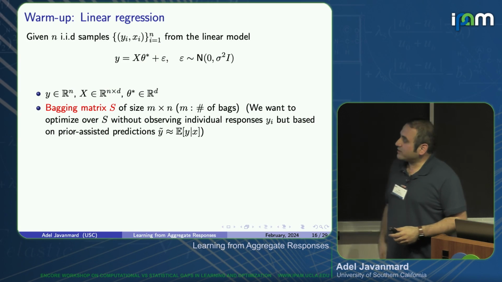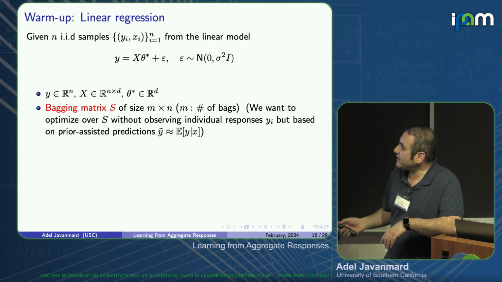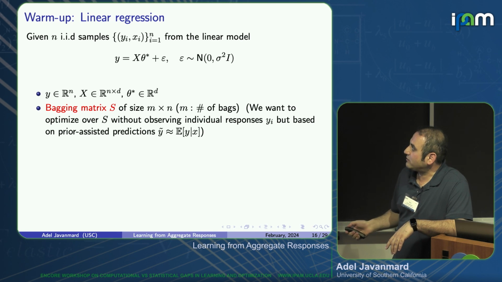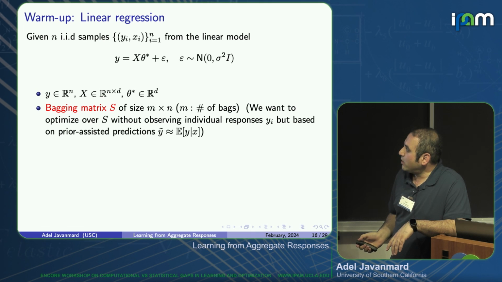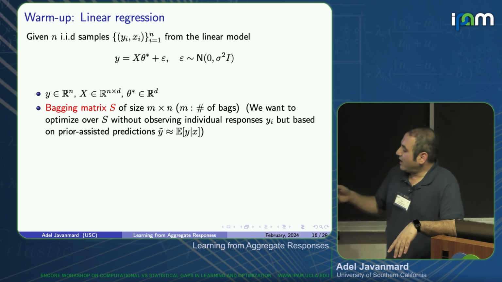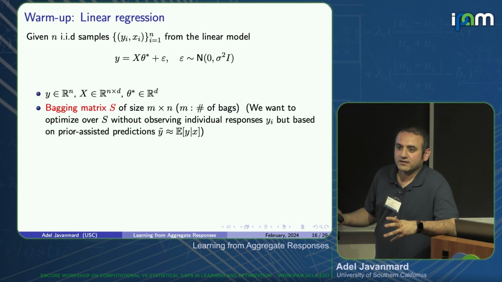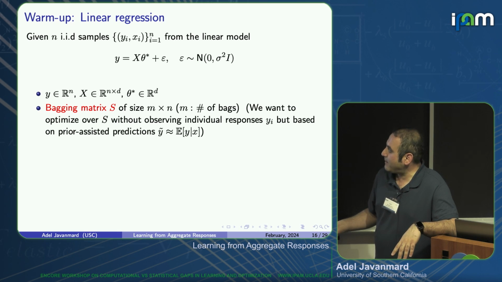Again, I would start with the linear regression and then go to the GLM models. In the linear regression, I write everything in matrix form. So it's y equals X theta star plus noise, where X is n by d. N is the number of samples, and d is the number of features. I'm going to use a matrix S that essentially encodes my bagging construction. So S is a matrix m by n.